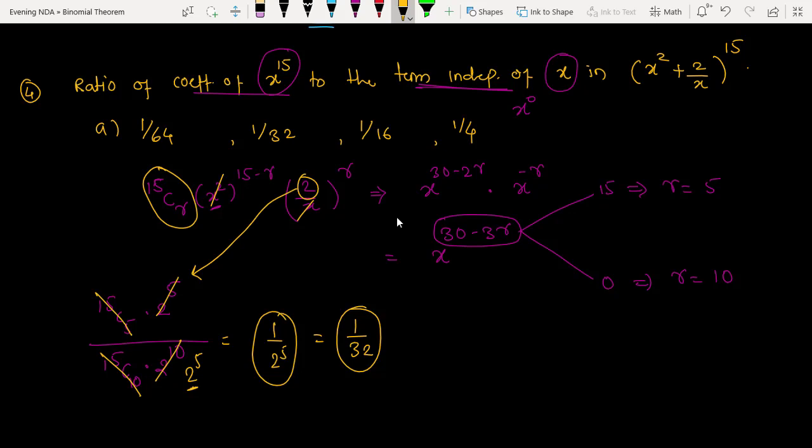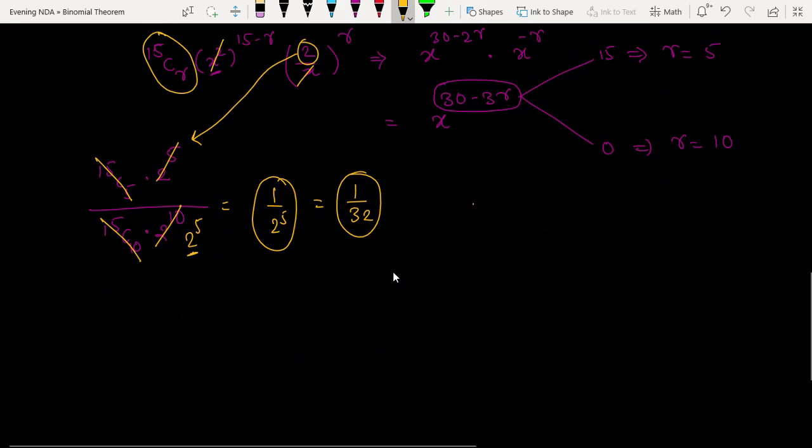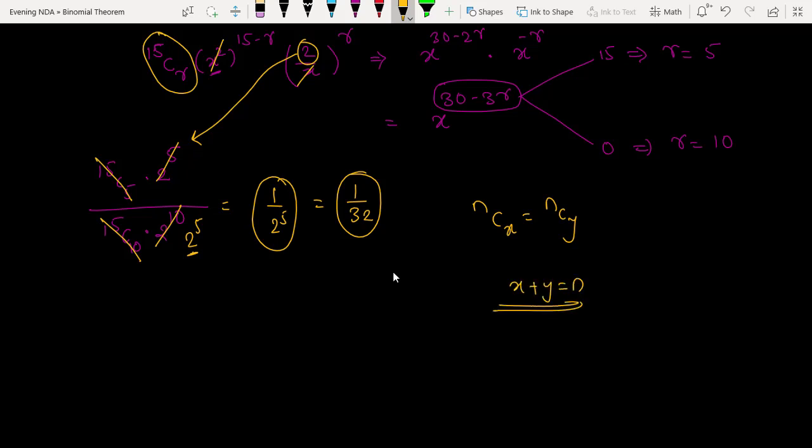सर वो 15c5 और 15c10 किससे कट हुए वो बताओ ना सर. Is this your first class? No sir. See, one thing we have seen that ncx is equal to ncy if x plus y is equal to n. If the addition of these two is equal to n, then we say that the left hand side and right hand side are same. देखो यहाँ पे we have nc5 and nc10. What is the addition of these two? 5 and 10 का addition 15. So that means ये और ये दोनों same है. Okay sir. This is the property of combination.